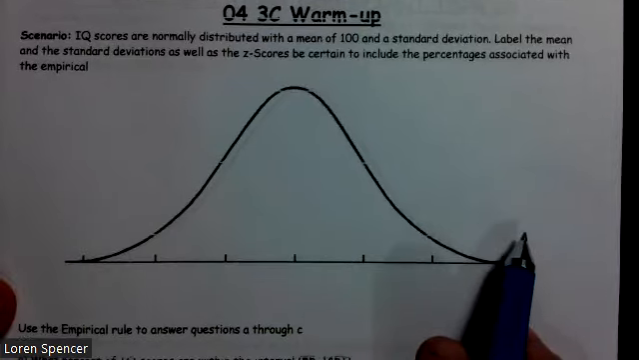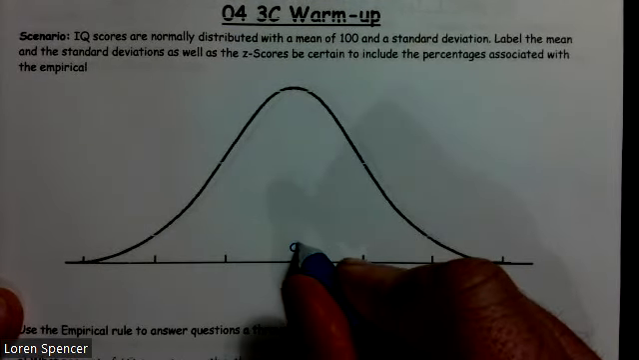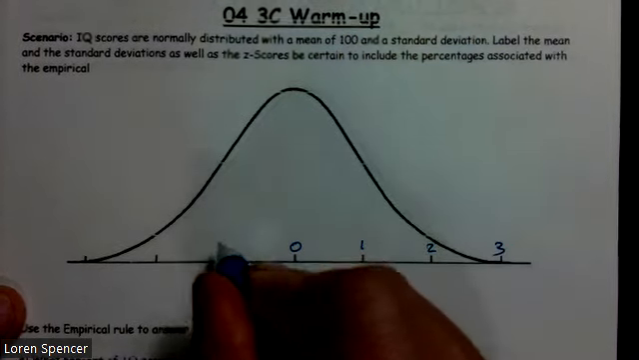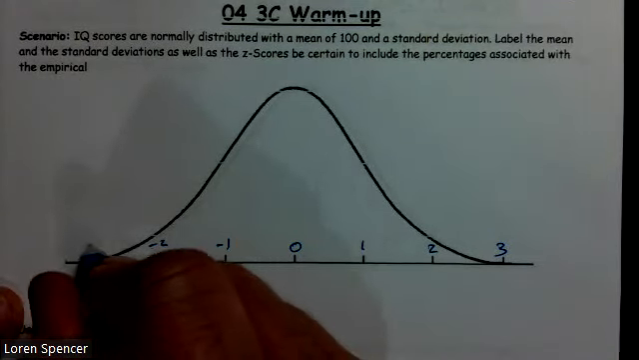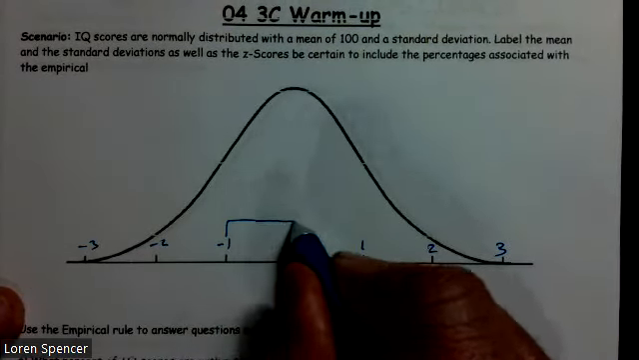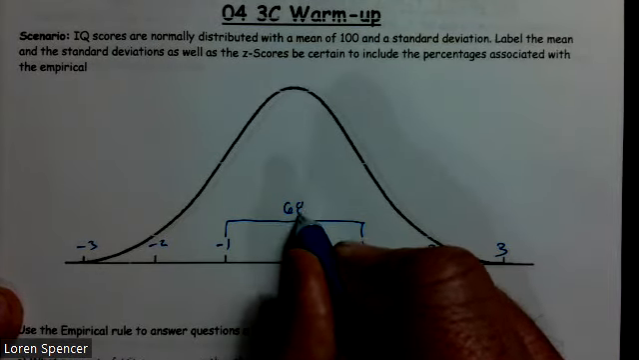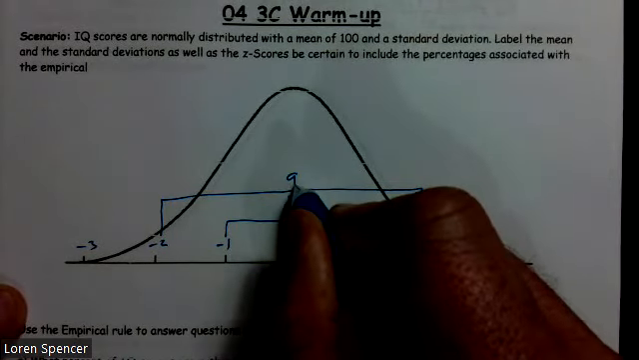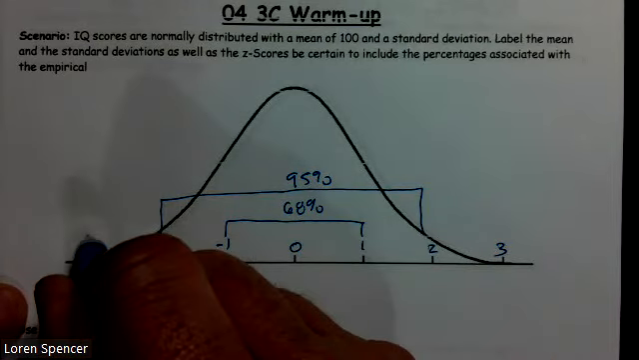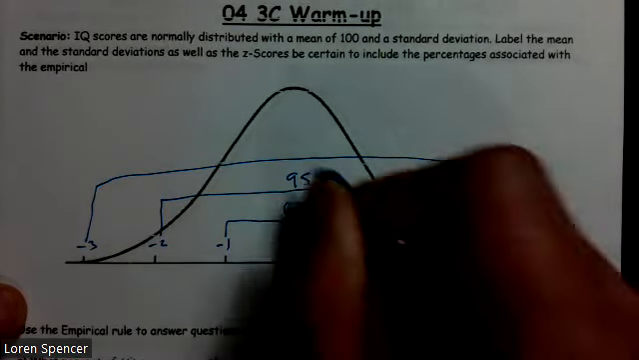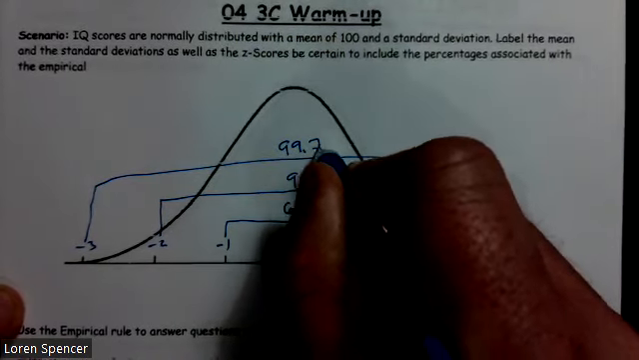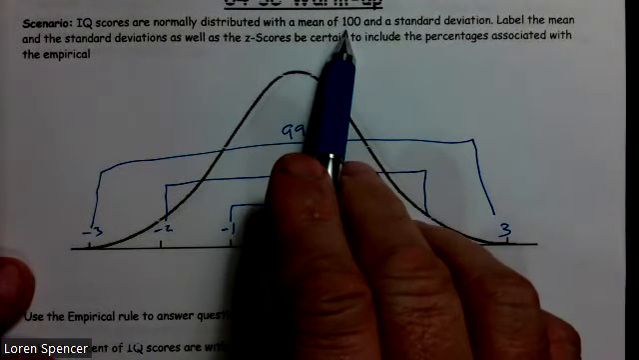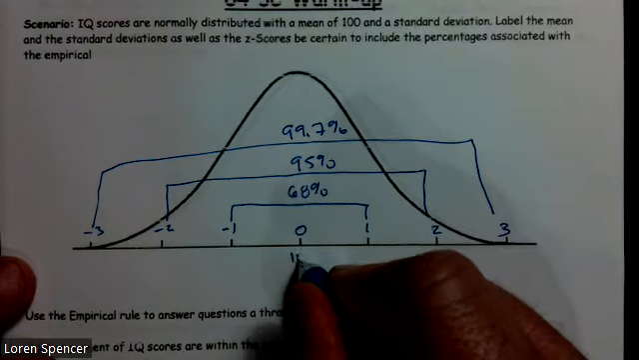So starting off with z-scores, the mean is 0 for all z-scores. And we just count up 1, 2, 3, -1, -2, and -3. And by empirical rule, that's 68%. Plus or minus 2 is 95%, and plus or minus 3 is 99.7%.